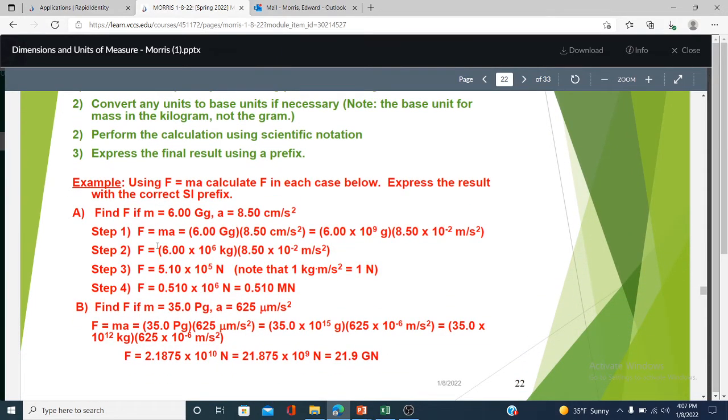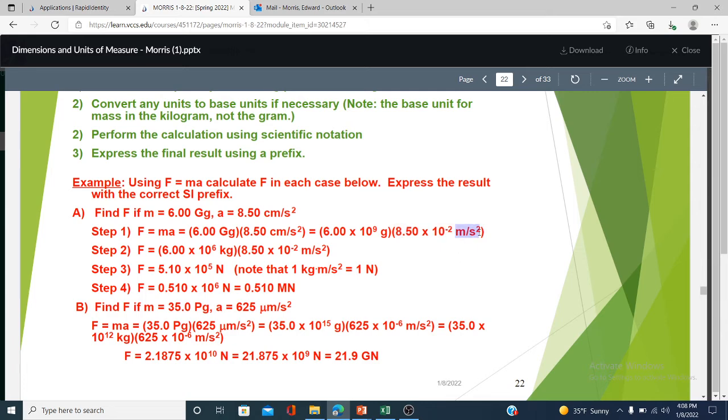Anyway, I do want to show you this one calculation here, where someone was calculating the amount of force, and these were the units that were given for force. This is gigagram, so that's going to be 10 to the 9th, right? 6 times 10 to the 9th. That's a giga. And 8.50 centimeters per second squared. I want you to notice something. They converted the gigagrams to 10 to the 9th grams. See? 6.00 times 10 to the ninth grams, and then times the acceleration, but they noticed they converted it to what?